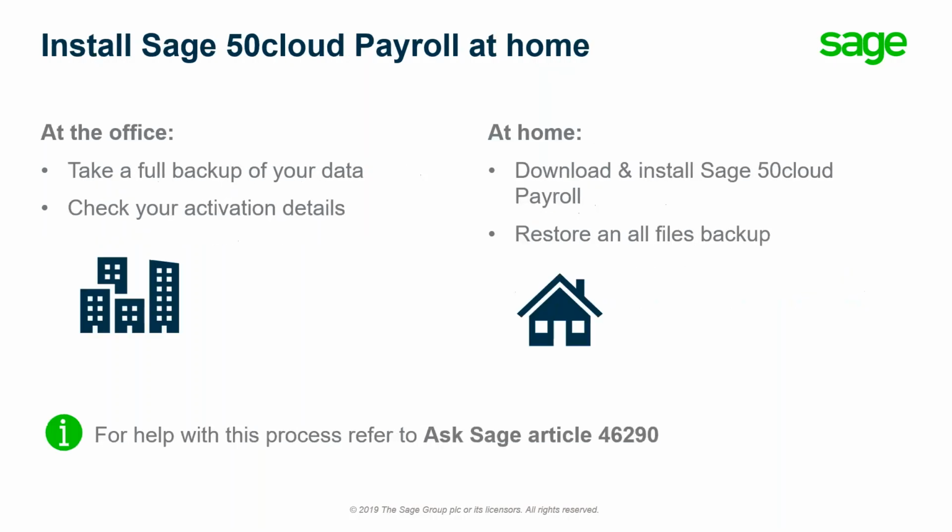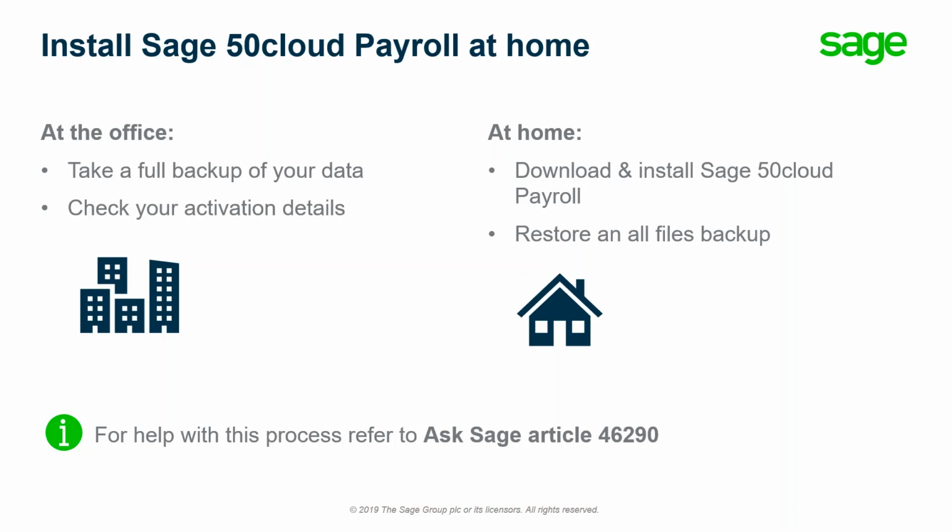So let's just run you through the steps if you do need to install and transfer your data to your home PC. A couple of things you will need to do from your work PC is to take a full backup of your payroll data. I'm going to show you how to do that in the demo. And you'll also need to take a note of your activation details. So those are your serial number, your activation key, and your account number.